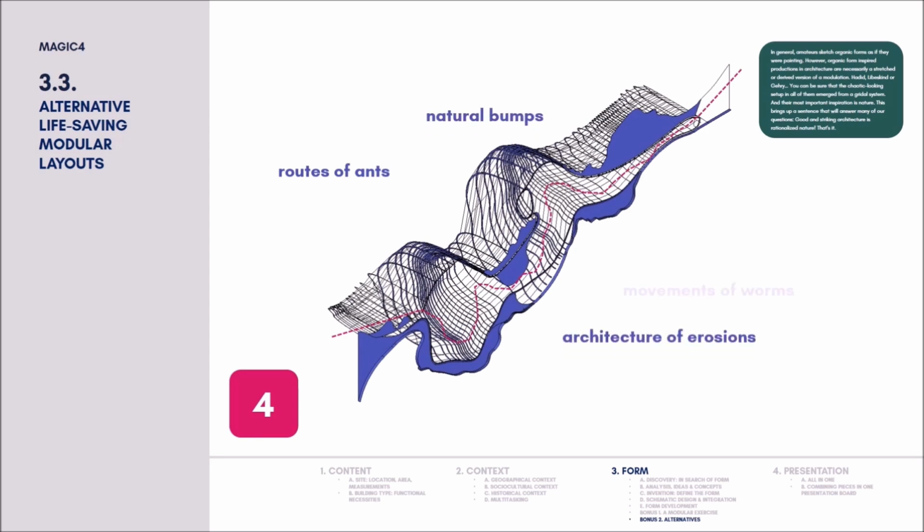In general, amateurs sketch organic forms as if they were painting. However, organic form-inspired productions in architecture are necessarily a stretched or derived version of a modulation. Hadid, Libeskind or Gehry. You can be sure that the chaotic-looking setup in all of them emerged from a gridal system. And their most important inspiration is nature. This brings up a sentence that will answer many of our questions: good and striking architecture is rationalized nature. That's it.